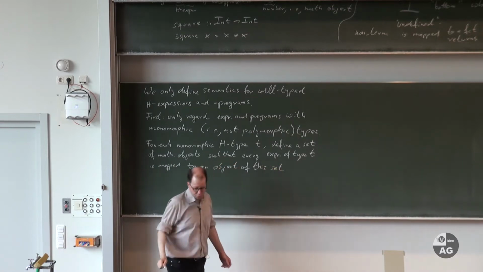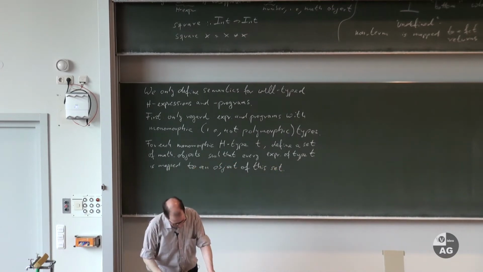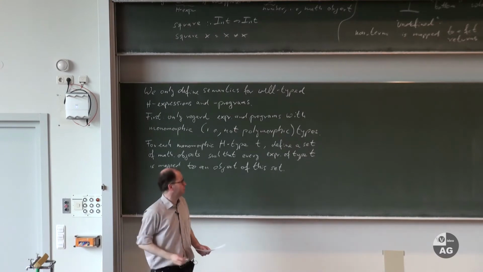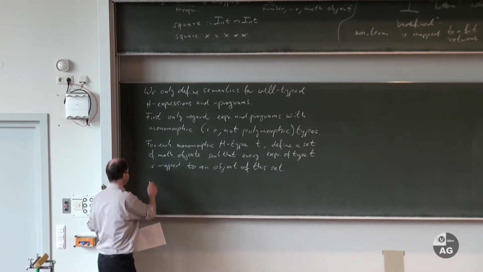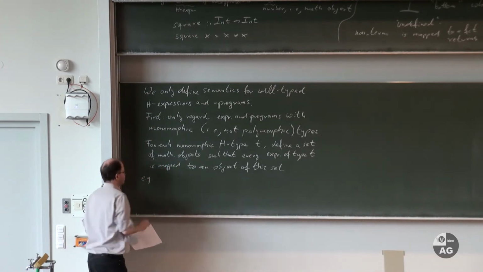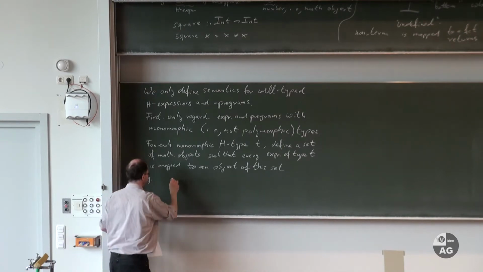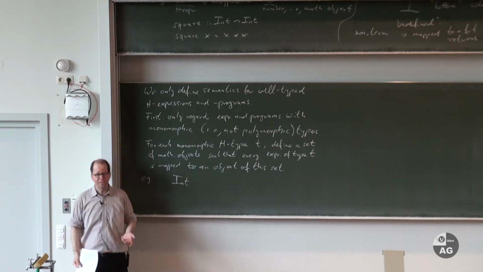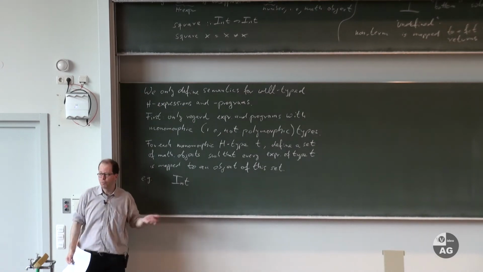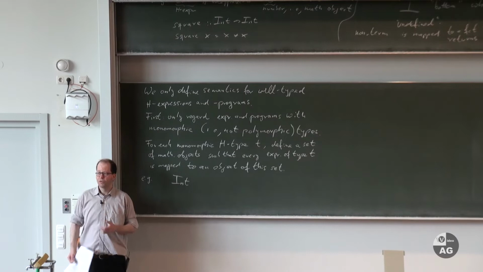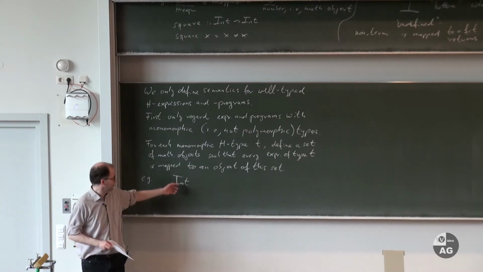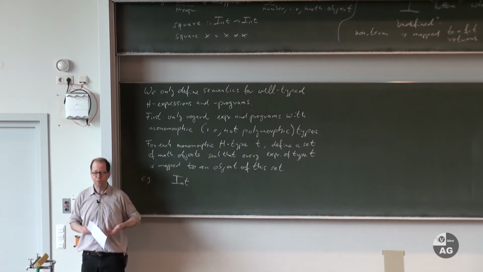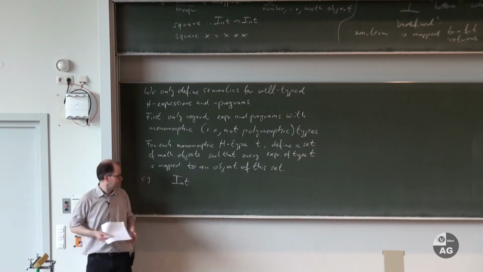So let's do this for the different types. And, well, let's start with the primitive types, with the simple types. So let's start with the type int. So objects of type int, things like 2 plus 1, for example. To what mathematical objects will we map these expressions? Well, to numbers, to integer numbers.